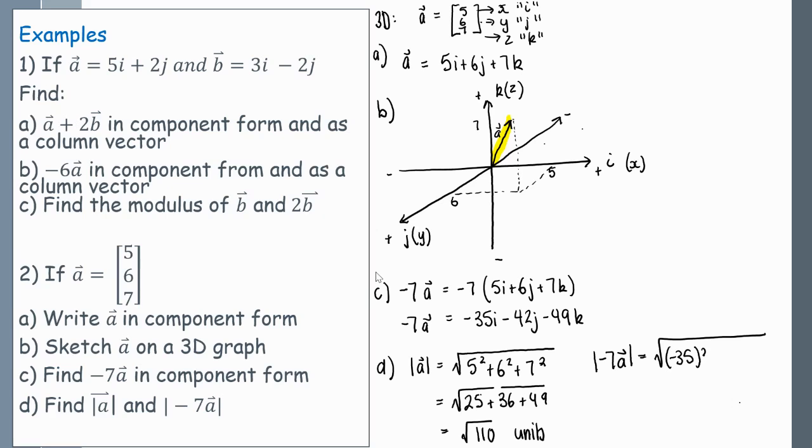Now, I've already computed what -7 times vector a is, so I'm just going to square the components of this. Of course, you could just instead times the length of a by 7. The direction wouldn't matter here. You should still get the same answer if you use that method. But if I do it this way, I get the square root of -35 squared plus -42 all squared plus -49 all squared, take the square root, I get the square root of 5,390, and that's approximately 73.416 units long.